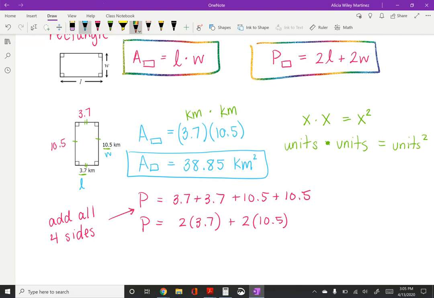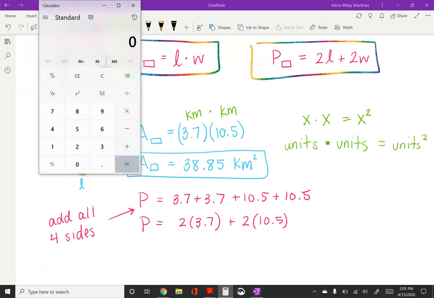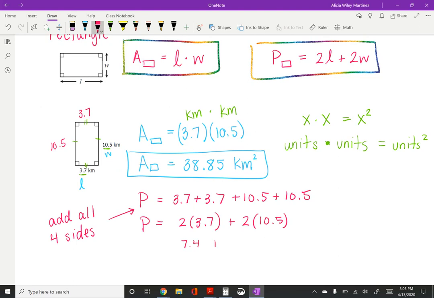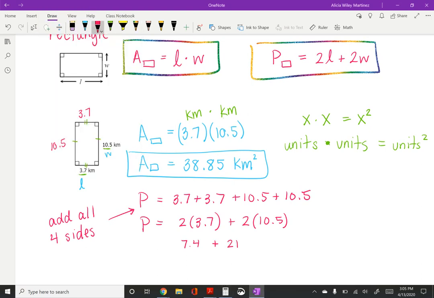Either way you do this problem, you're going to go to your calculator and do 3.7 times 2, which is 7.4. And then you're going to do 10.5 times 2, which is 21. And then you're going to add those together, which you could definitely finish by adding in your head.